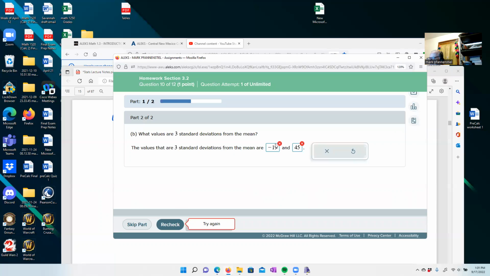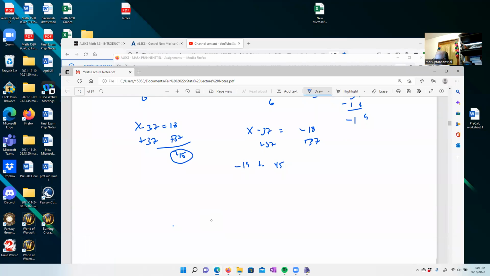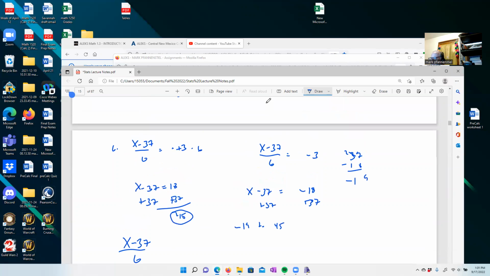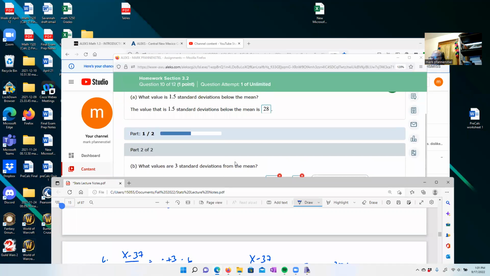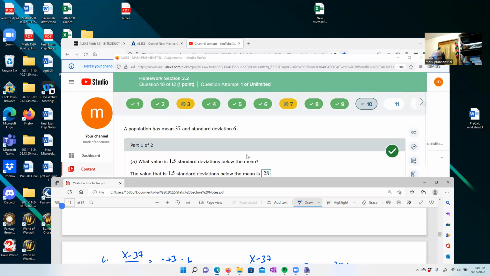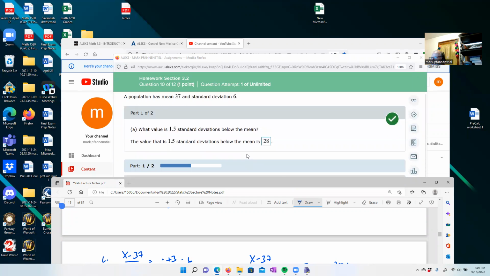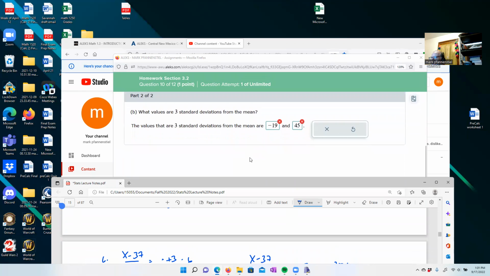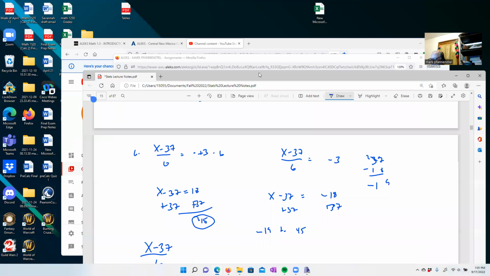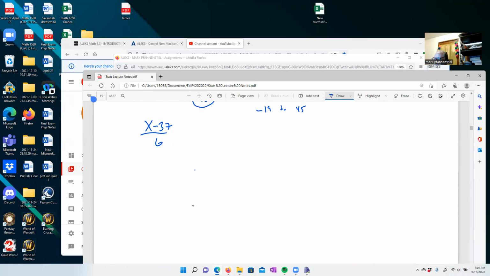Both of them are wrong. Okay. 3 standard deviations from the mean. Let's double check this guy and do it again. So we have x minus 37 over 6. And then we'll double check the original problem. Mean, okay, 37, and then we have 6, okay, and then we want 3 standard deviations, so we want 3 up here, okay. So we're just going to double check this, make sure it works. So 3, and then we have x minus 37 over 6 equals -3.